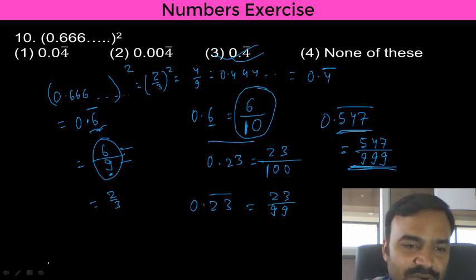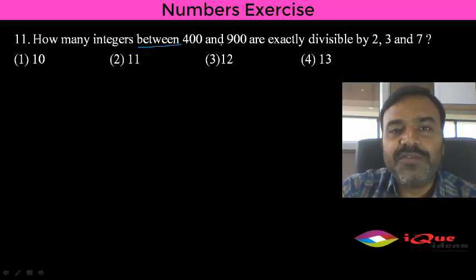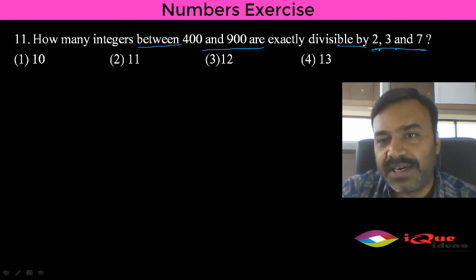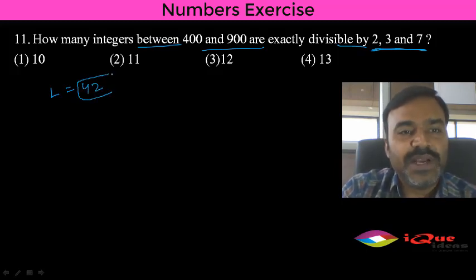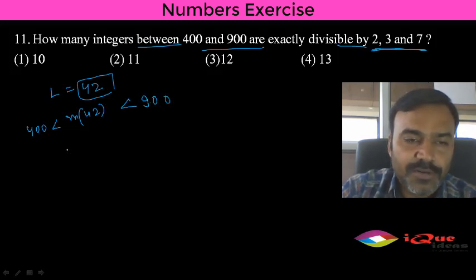Okay, let's take up the next question now. Question says, how many integers between 400 and 900 are exactly divisible by 2, 3 and 7? Now the numbers that are divisible by all of them should be LCM. So LCM of 2, 3, 7 will be equal to their product, since they are co-prime. They have nothing common. So 2, 3 are 6, 7 are 42. So basically we have to count multiples of 42 between 400 and 900. Right? How should we go about it?